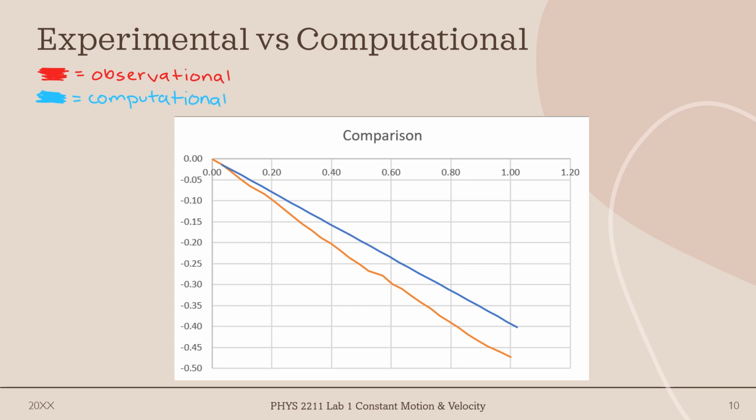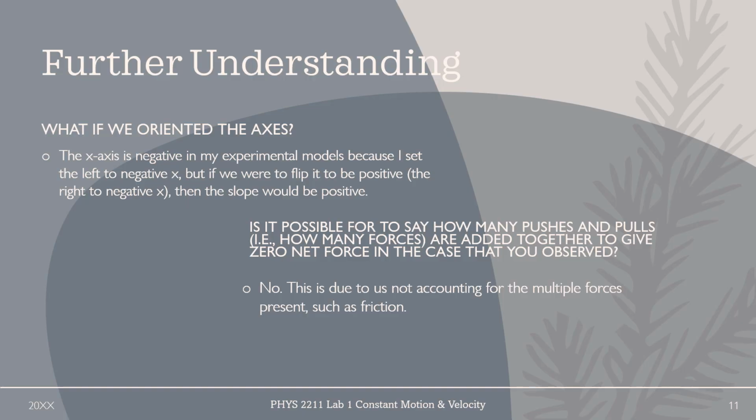This graph comparing the two models shows the perfect computational model slope versus the observational slope with real-life forces infringing upon it. For further understanding, I must ask myself, what if I were to reorient the axis? Well, the x-axis is negative on my experimental models because I set the left to be negative x. But if I were to flip it to make a positive slope, then that would mean that I have set the right to be negative x.